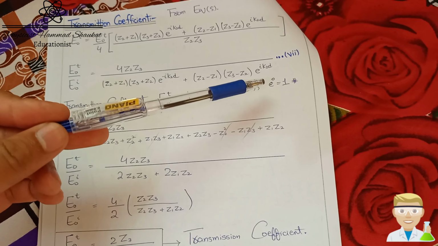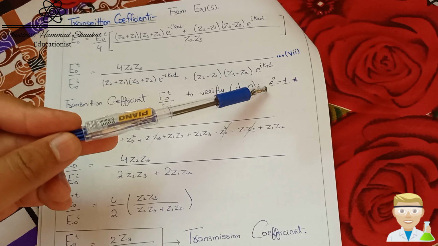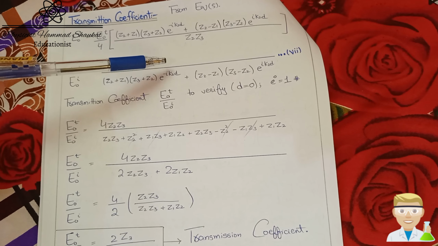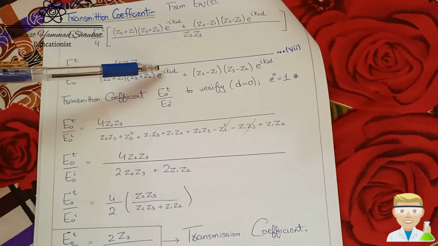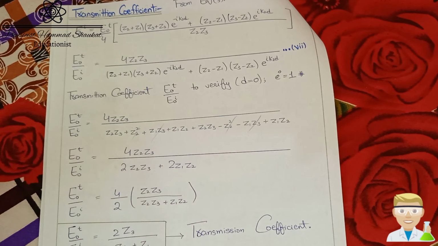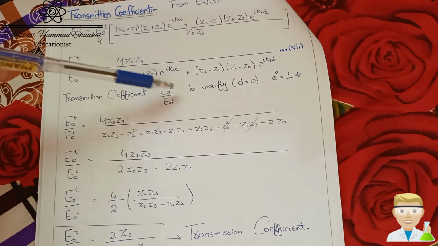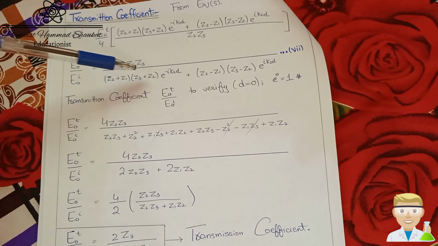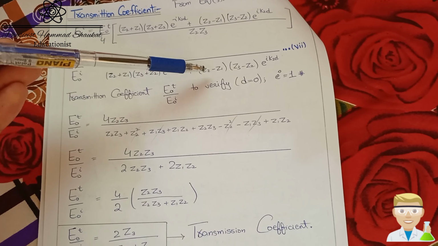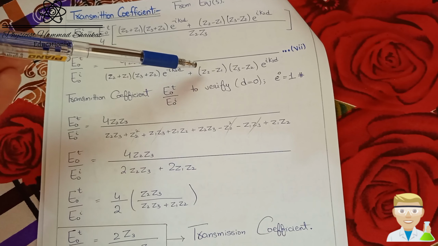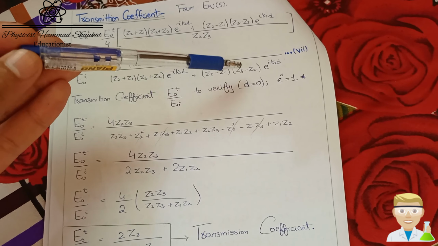Whenever d equals 0, the exponential power, where d is always in the power of the exponential, becomes 0, and you know that the exponential of 0 is always equal to 1. So the exponential terms vanish. Now you can easily multiply z2 with both terms, z1 with these two, again z2 with both, and z1 with both.